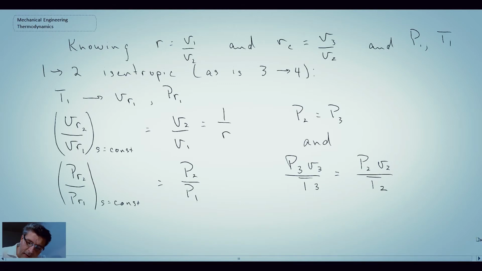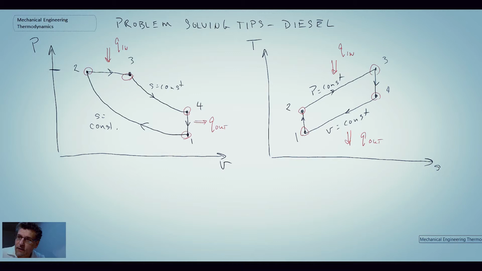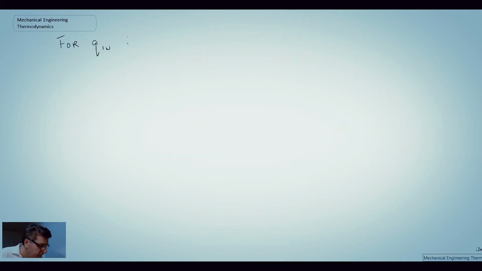Now if we look back at our process diagram, the heat addition is taking place up here going from 2 to 3, so that is our heat addition. And there we have constant pressure, and then for heat rejection we have constant specific volume. So that will have an impact on the way that we use the first law. So let's start with the heat addition process.